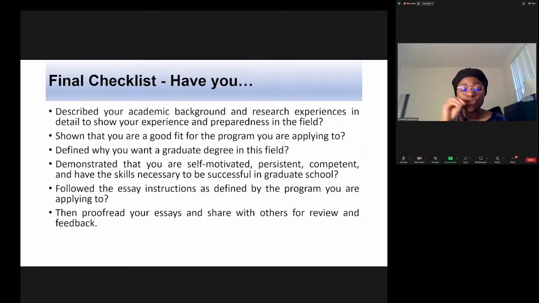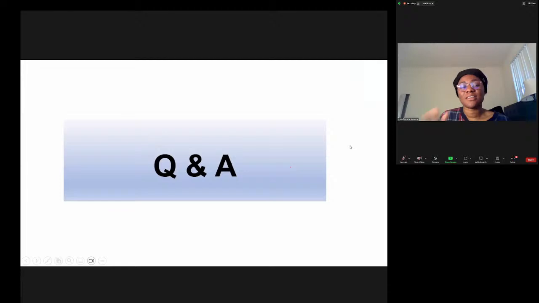If your program says use a particular font, make sure you stick to it. If they say it's 500 words, stick to it. Proofread your essays and share with others for review and feedback. And I think that's that.